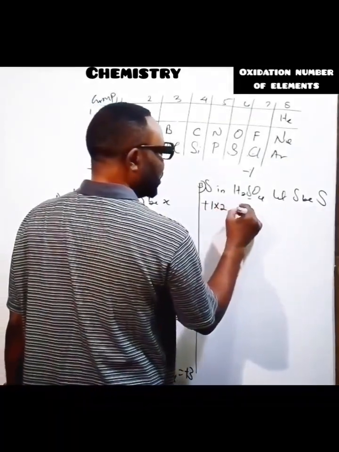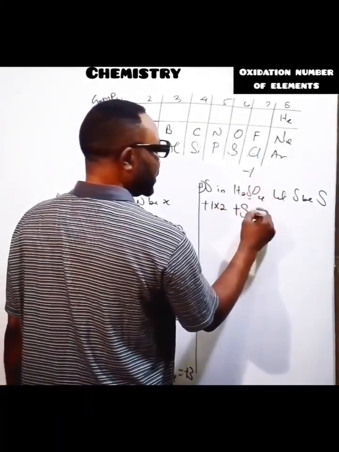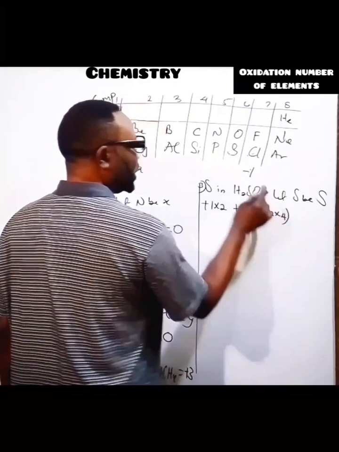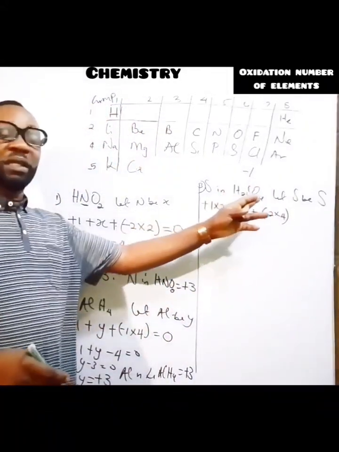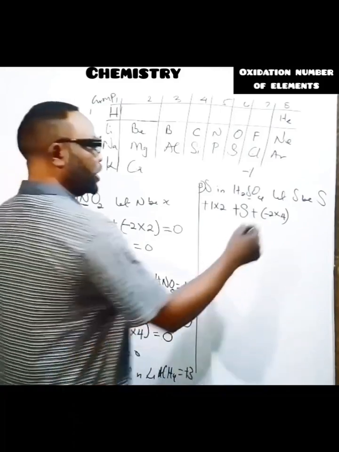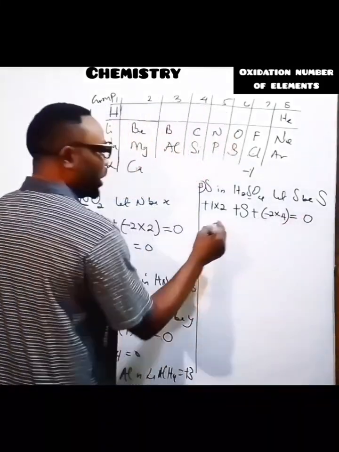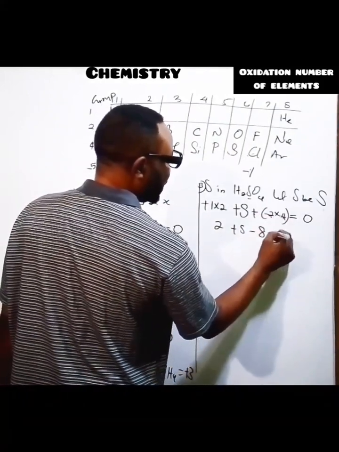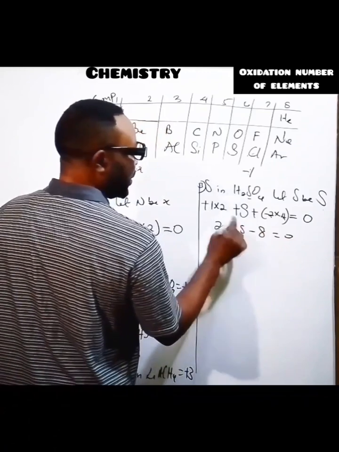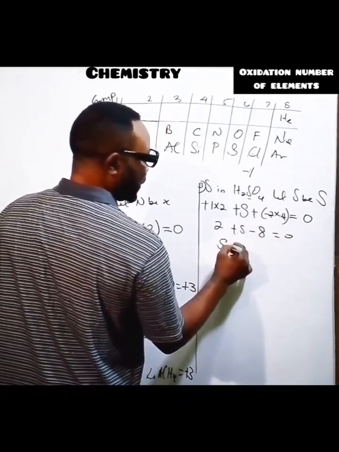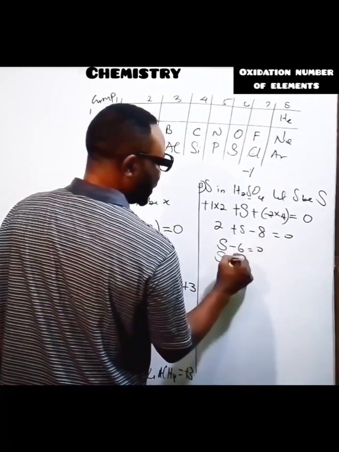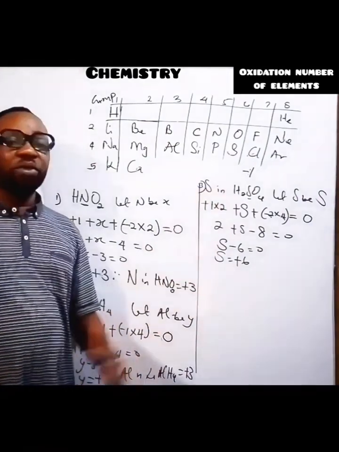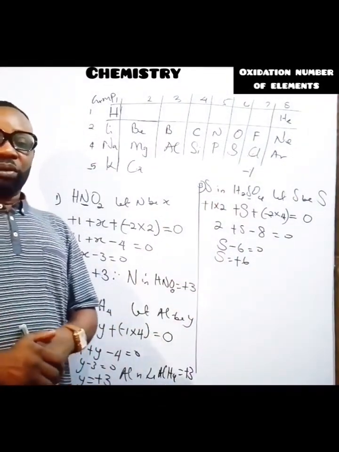+1 times 2, plus S for sulfur, plus oxygen, which is -2 times 4. Oxygen is in its compound state; this is not the peroxide form of oxygen. So we have 2 + S + (-2 × 4) = 0, that is 2 + S - 8 = 0, so S - 6 = 0. S is equal to +6. So the oxidation number of sulfur in H2SO4 is equal to +6.